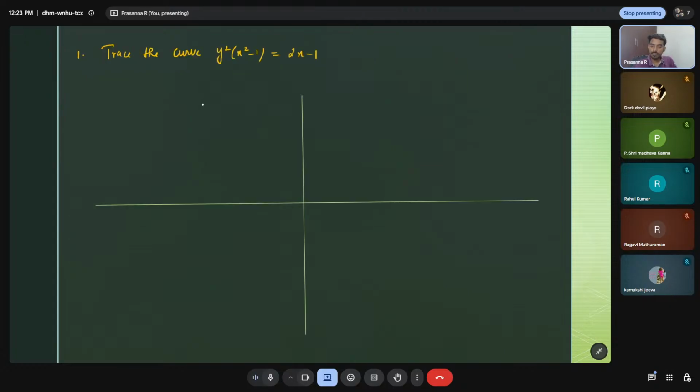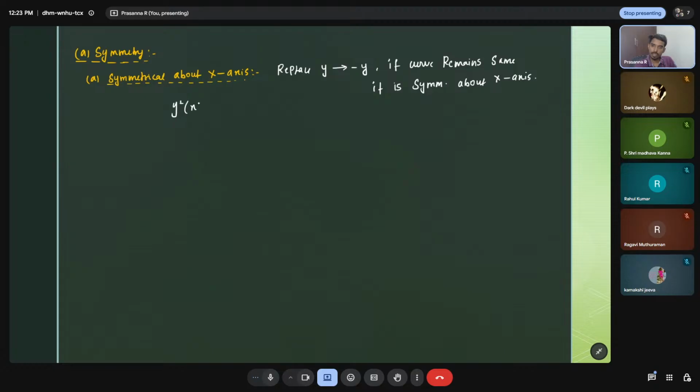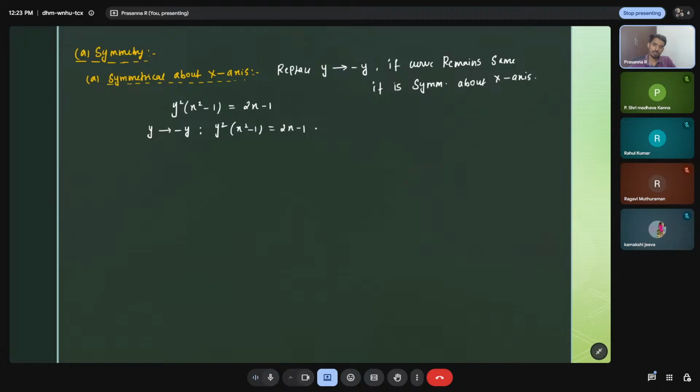So what is the curve here? The curve here is y square into x square minus 1 is equal to 2x minus 1. So you replace y by minus y, it will remain same, right? Because minus y whole square is y square. So y square into x square minus 1 equals 2x minus 1. So it is symmetrical about x-axis.